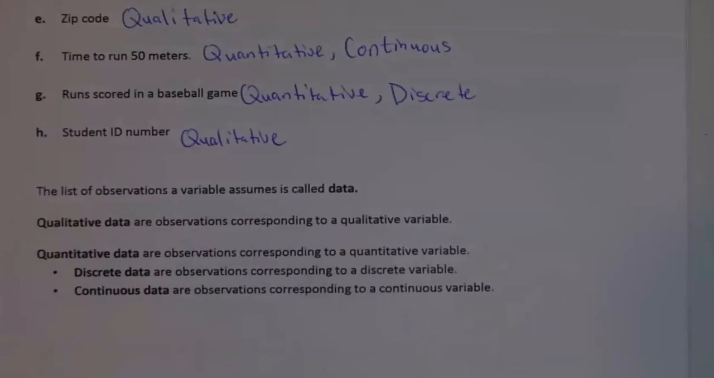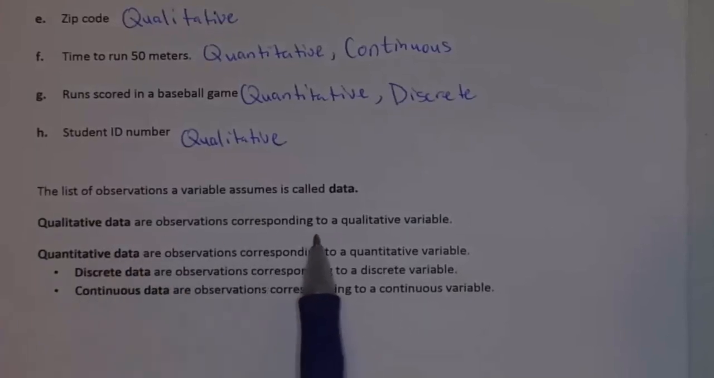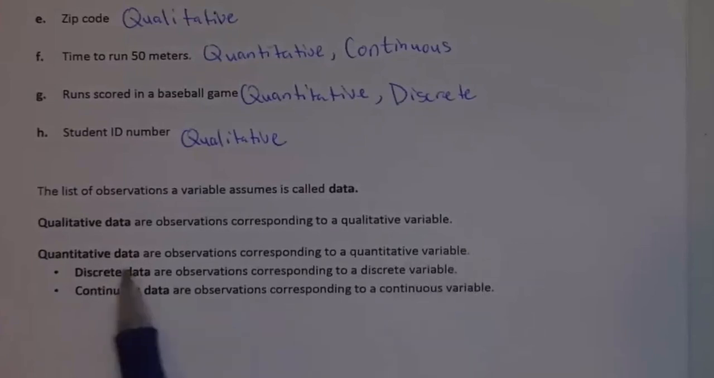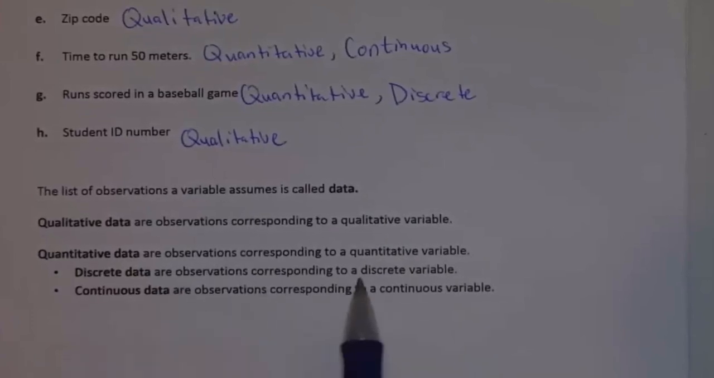Now, there's really two types of data. There's qualitative data and there's quantitative data, which we've talked about previously. So qualitative data are observations corresponding to a qualitative variable, and quantitative data are observations corresponding to a quantitative variable, and discrete data are observations corresponding to a discrete variable, and continuous data are observations corresponding to a continuous variable. So we've talked about qualitative, quantitative, discrete, continuous in terms of a variable. Data is the same basic definitions.